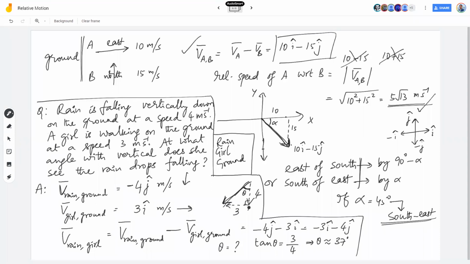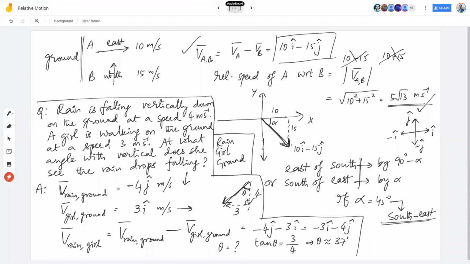If tan theta equals 3 by 4, why am I trying to find tan theta? Why did I not find this angle? They are asking you that: at what angle with the vertical? So this angle they are asking.